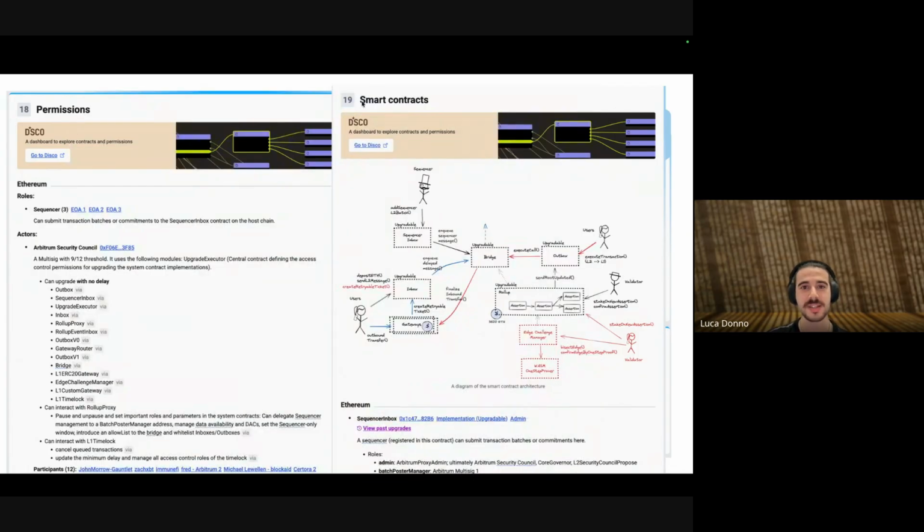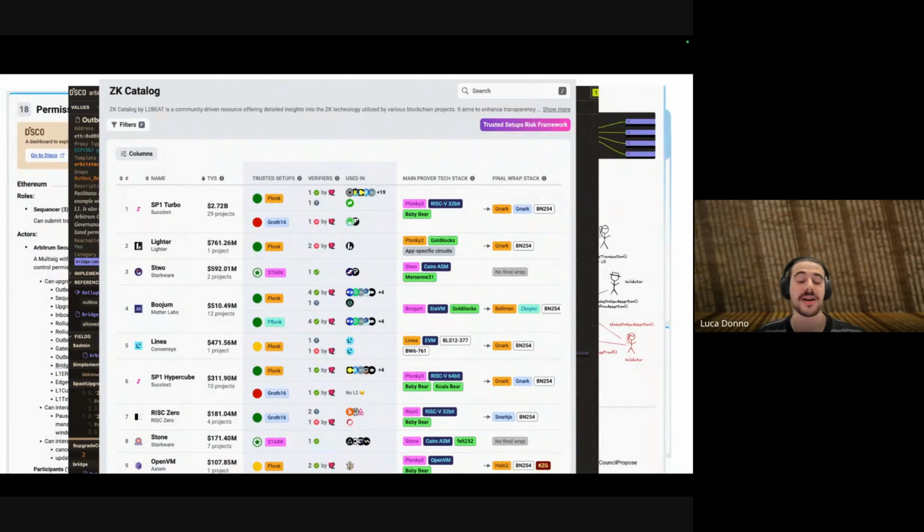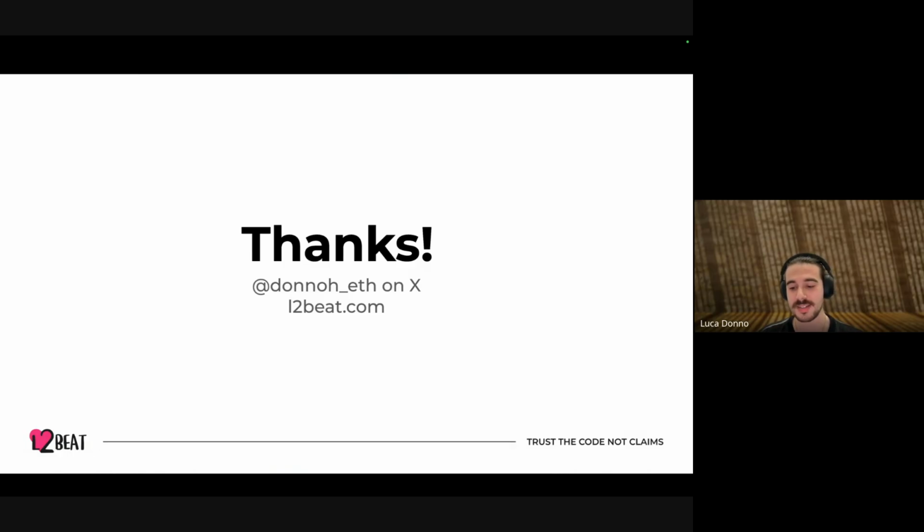If you click on the Go to Disco button on the page, it goes to another page where each smart contract is a box. You can move the box, they get highlighted, and you can change colors. It's very friendly for exploring how a system works. We assess all the proof systems of these protocols in detail. This is a ZK catalog. It assesses all the technology used, like ZK proofs used by these protocols, with detailed pages on everything you can know. And yes, this is all I had. Thank you.